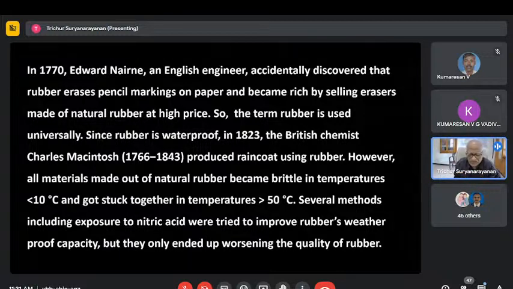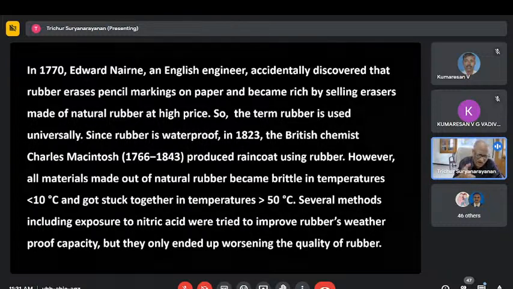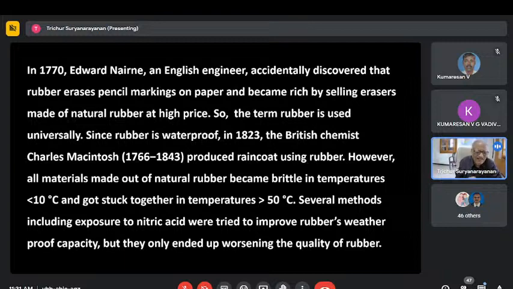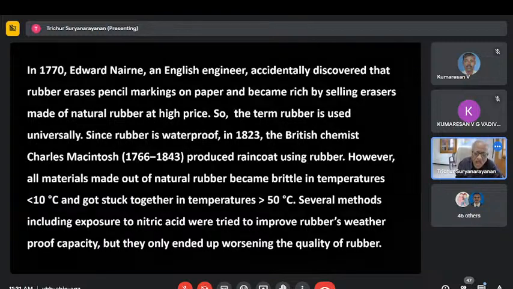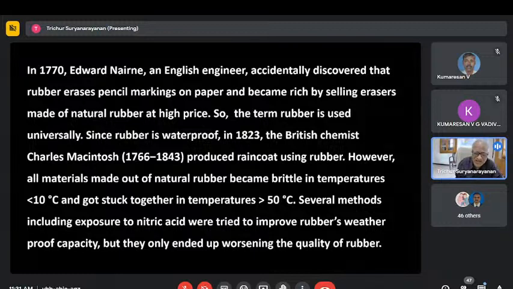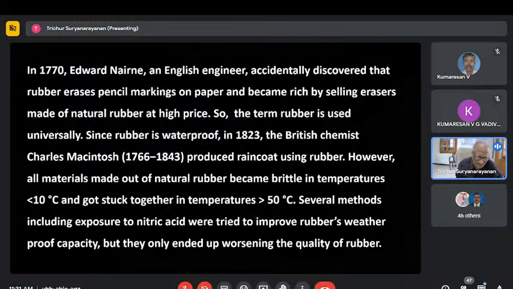It breaks into pieces when the temperature is less than 10 degrees Celsius. So during winter, in all these places, winter will be cold. If you use rubber shoes or rubber raincoats, they broke into pieces when the temperature fell in winter. And when the temperature is high, they got stuck together. So rubber was okay as long as the temperature was more than 10 and less than 50.